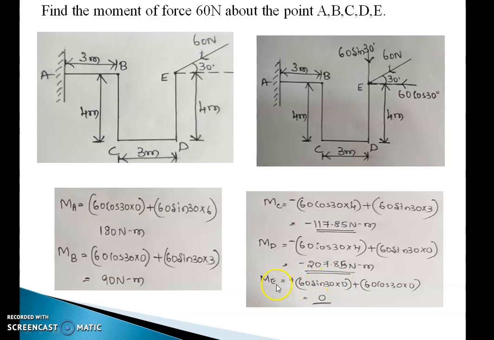And finally, I need to find the moment about E. Moment about E is for the force starting from that particular point, so the perpendicular distance from this point E to E is nothing but 0. So 60 cos 30 into 0, 60 sin 30 into 0.